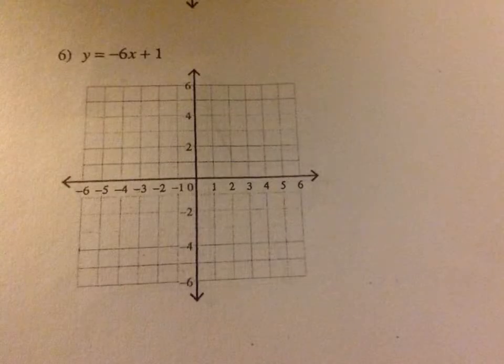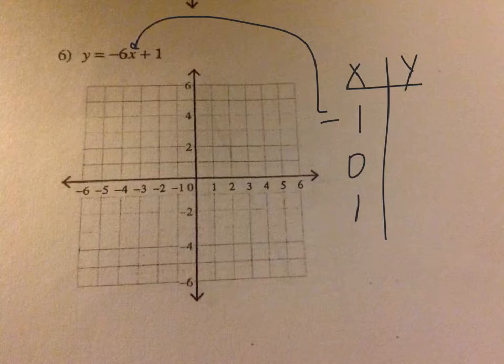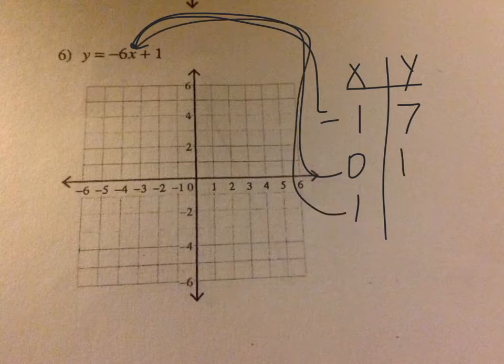For number 6, I'll do the old-fashioned way of making a t-table using -1, 0, and 1 for my values for x. If x is -1, -6 times -1 is +6. 6 plus 1 is 7. 0 times -6 is 0. 0 plus 1 is 1. And -6 times 1 is -6. -6 plus 1 is 5.